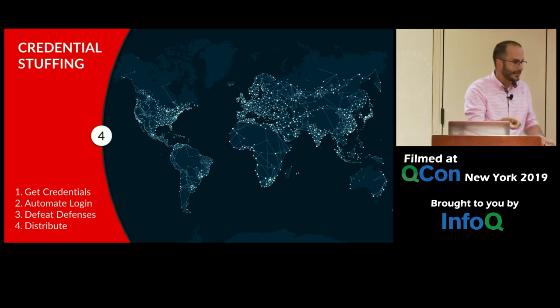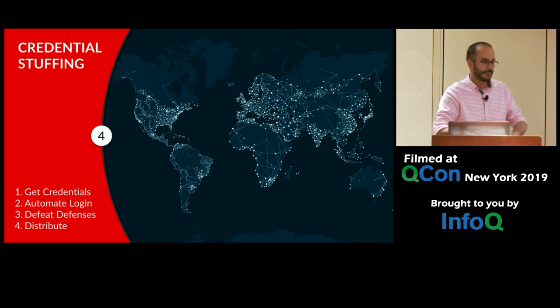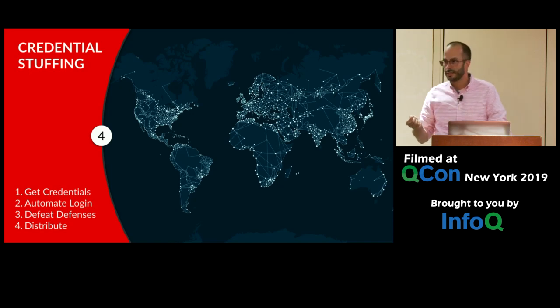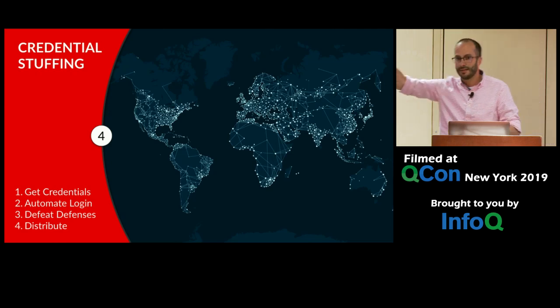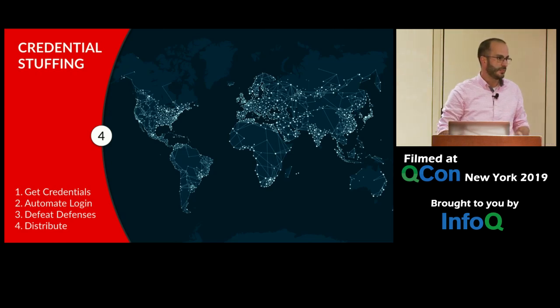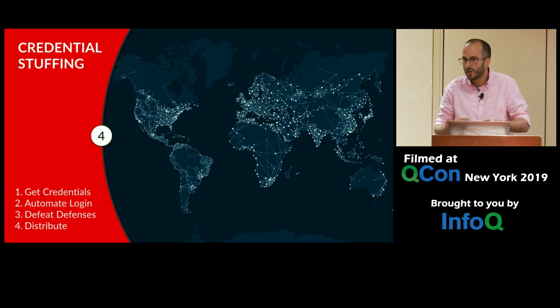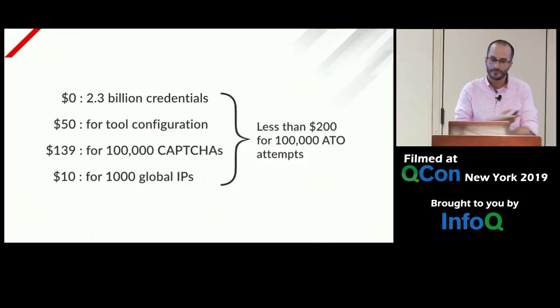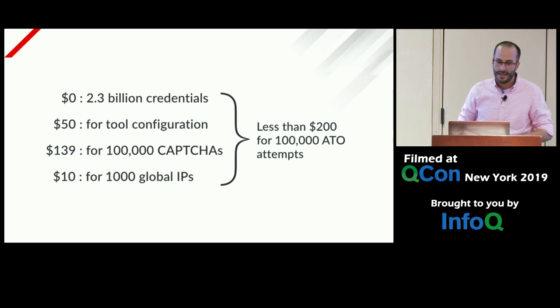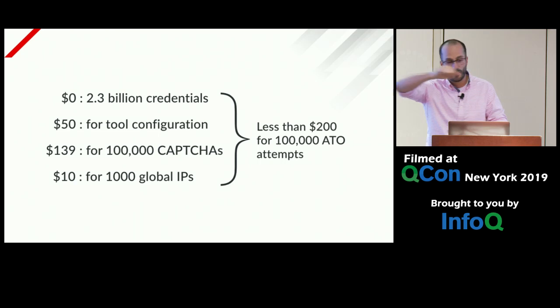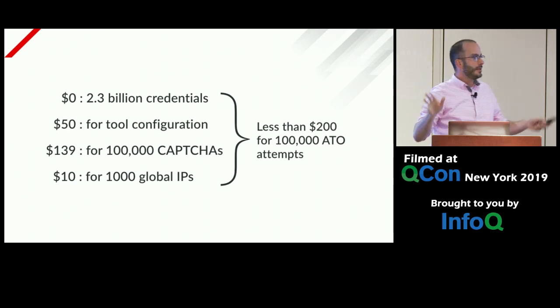Because you can't make it look like it's coming from one IP address, because thanks to firewalls a billion years ago, if you have 100,000 requests coming from one IP address, you're gonna stick out like a sore thumb and you're gonna get swatted down very quickly. So you have to distribute to make yourself look more natural. So the cost of this attack right now, if you wanted to go home tonight and get started, is nothing for 2.3 billion credentials. Now you're all developers here.